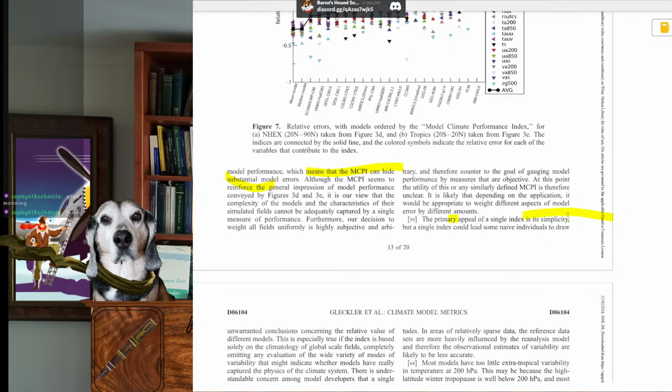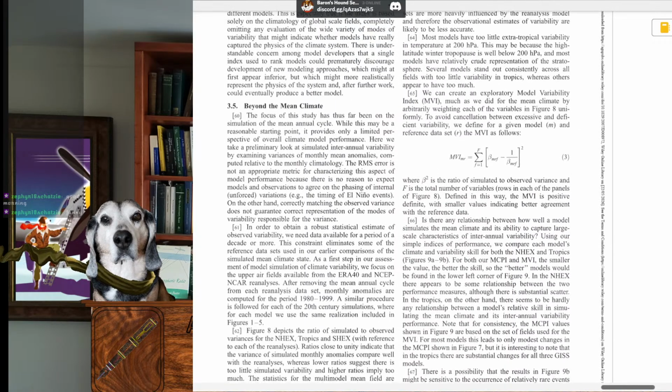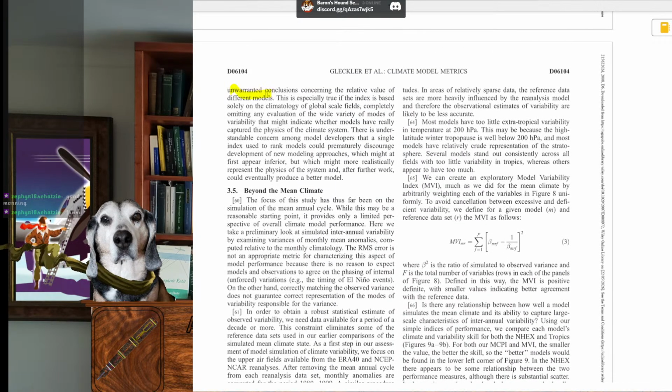The primary appeal of a single index is simplicity, but a single index could lead naive individuals to draw unwarranted conclusions about the relative value of different models. This is especially true if the index is based solely on climatology of global scale fields, completely omitting any evaluation of the wide variety of modes of variability that might indicate whether the models really have captured the physics of the climate system.